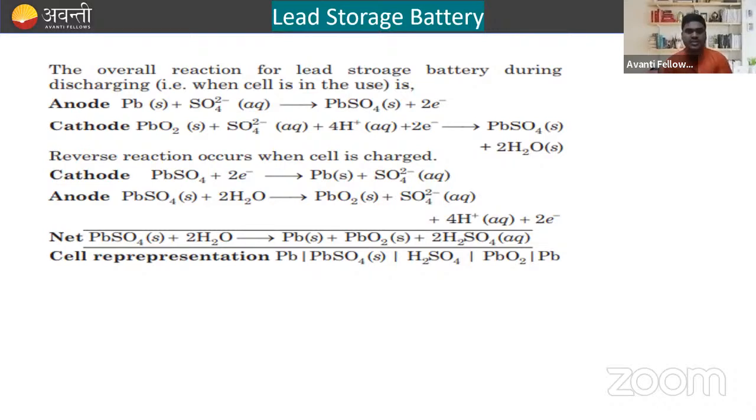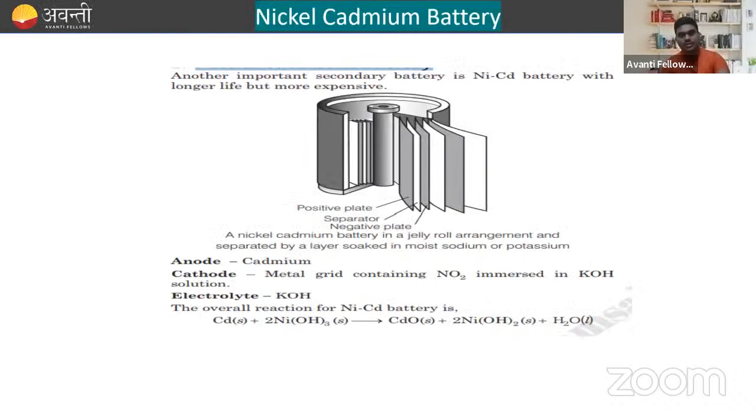So the overall reaction of this cell is obtained when the two electrons get cancelled and we just add the reactions. The reverse reaction occurs when the cell is charged, like PbSO4 losing two electrons to become Pb. It is just the reverse of the first reaction. So this is the total overall reaction we get, and we represent the cell as Pb, PbSO4, H2SO4, PbO2. This is how we can represent the lead storage battery.